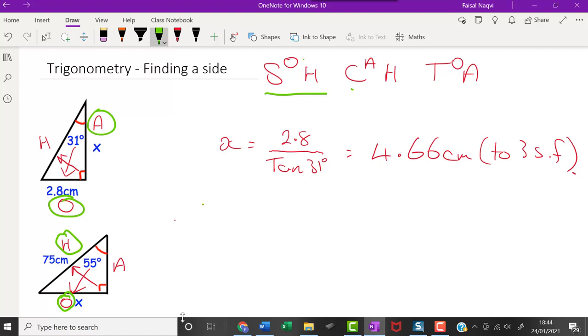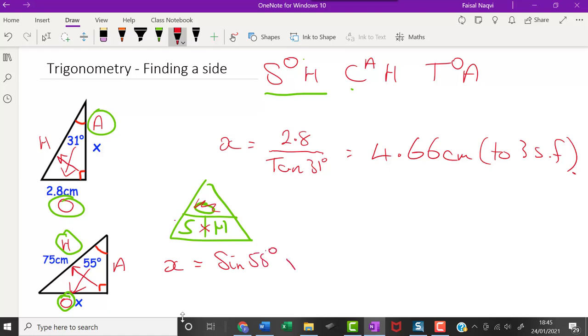Again, if I turn it into a triangle, I want to find my opposite side, so I know I have to multiply the sine of the angle times the hypotenuse. So my opposite side is x, and that equals the sine of my angle, 55 degrees, times 75 centimeters. If I put that into the calculator, I get 61.4 centimeters to 3 significant figures.